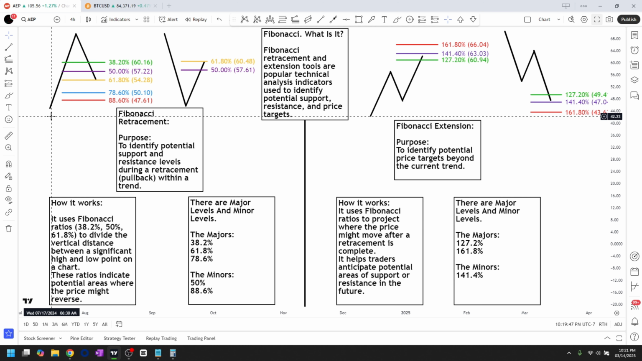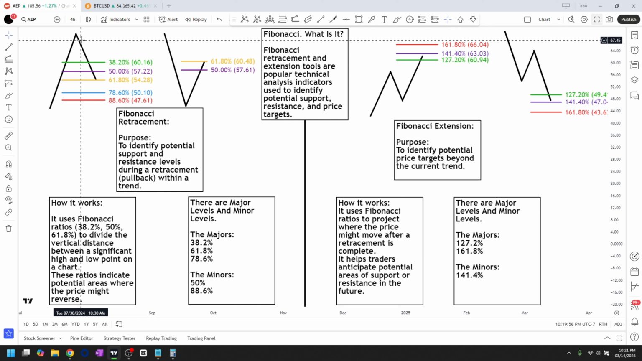Okay, and that means include the wick. You're going to go from wick to wick basically when you do this. Don't go at the bottom, the base, the closing of the candle. Go wick to wick, because all of that matters. If you don't do that, a lot of your measurements are going to be off and you will not line up with market structure.